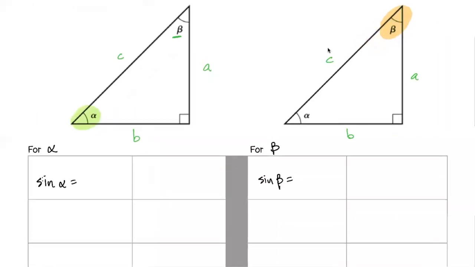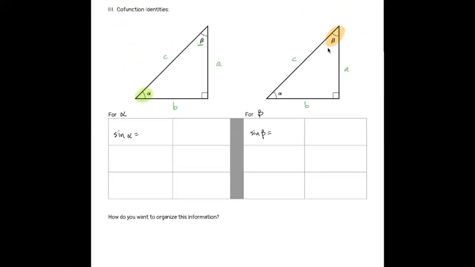So in your breakout rooms, you're going to fill out all of that information. You're going to leave them as ratios. You're going to have a lot of letters, and that's okay. Then this next question I want you to think about: how do you want to organize this information? Meaning, what kind of patterns do you see about things that are the same or things that are different, okay? I want you to try and write down some of these things that are the same. So just to reiterate, you're going to take a look at these two triangles. You're going to write all six trig functions for alpha, all six trig functions for beta. And then I want you to think about what's the same between these two. Look for patterns that are the same between alpha and beta. Okay? Make sense? All right.